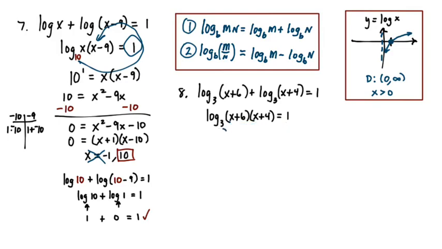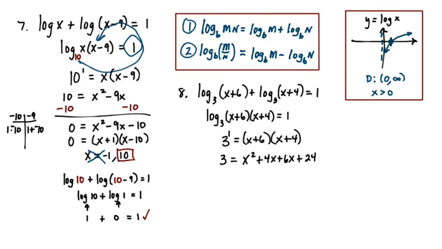Or again, you can use the round the worlds. 3 to the first power is equal to what's here. And so we end up changing forms here. This is the type of problem where we switch forms. So we get 3 to the first power is equal to the quantity x plus 6 times the quantity x plus 4. Let's go ahead and simplify this.